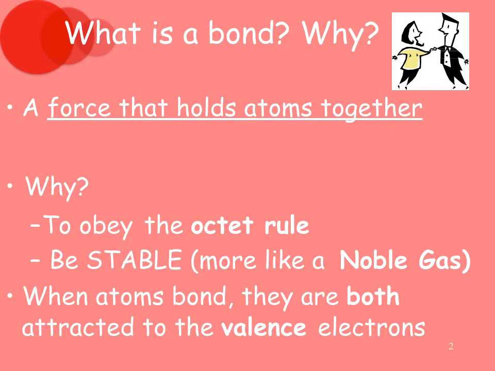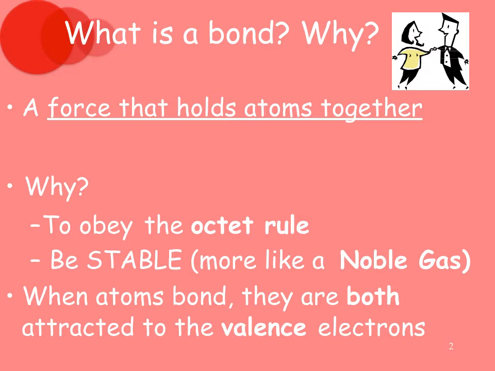So we're looking at what is a bond and why. A bond is a force that holds atoms together. Why do they do this? They need to obey the octet rule, meaning filling 8 electrons around the outermost shell or 0 electrons around the outermost shell. And they do that to be stable, to be more like a noble gas.